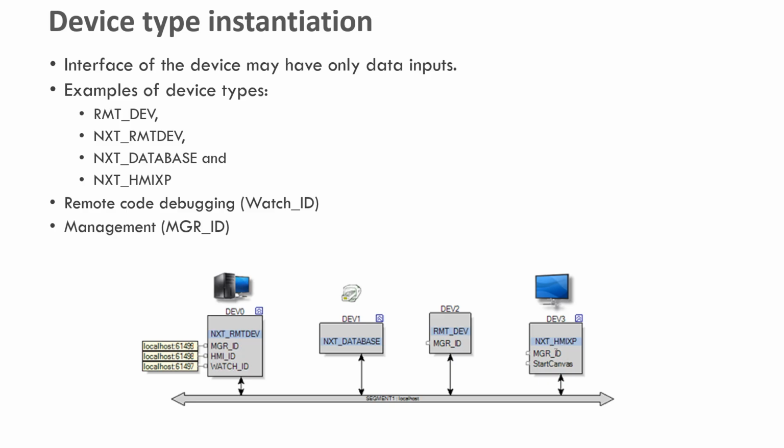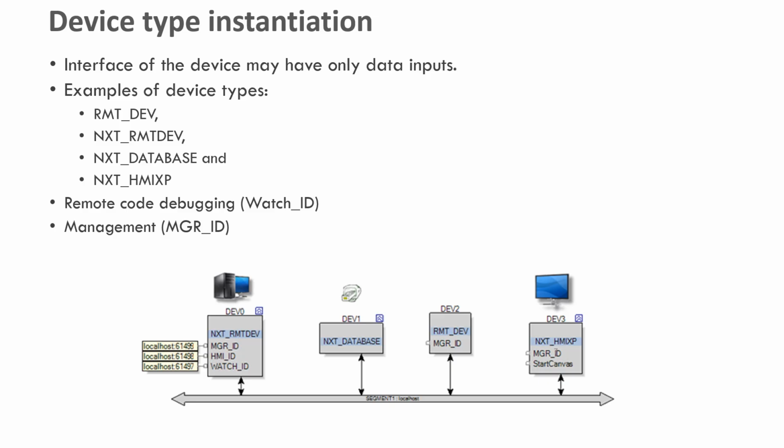Same as function block types and sub-application types, device types are instantiated. But interface of the device may have only data inputs, and device cannot have any outputs.